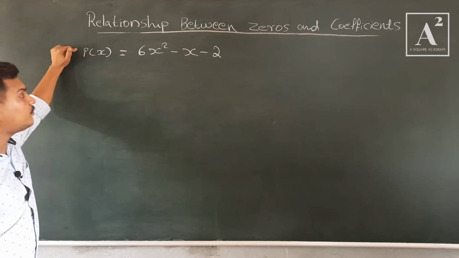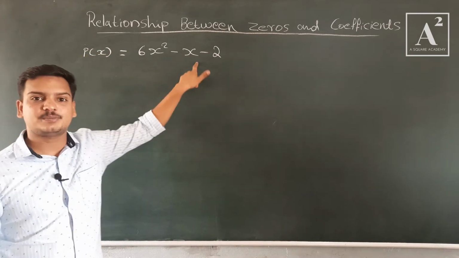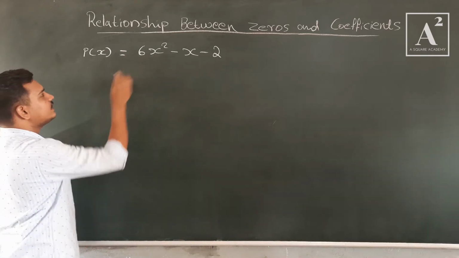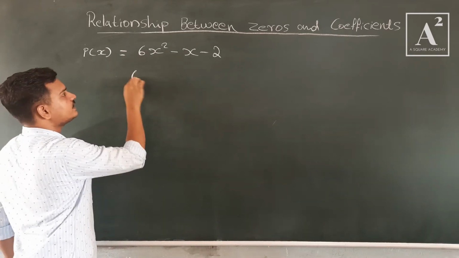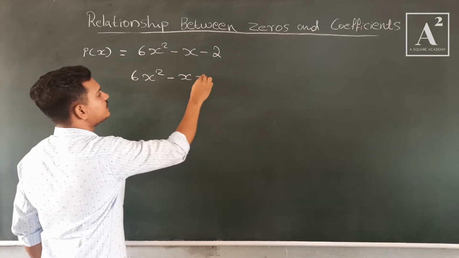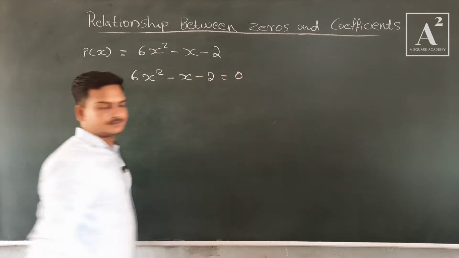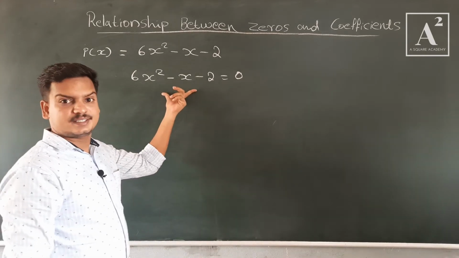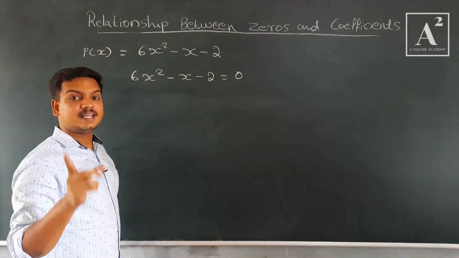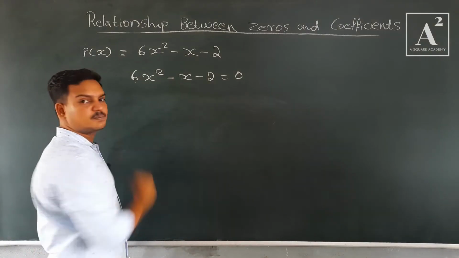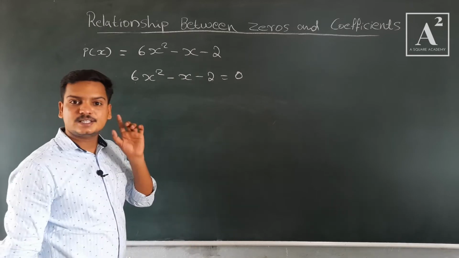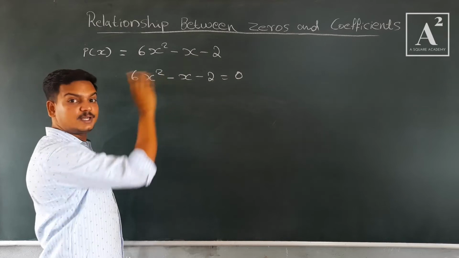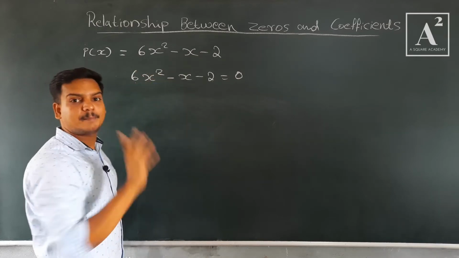Here we have a quadratic polynomial, 6x square minus x minus 2. We can find the zeros of this polynomial. For that, let's equate this polynomial with 0: 6x square minus x minus 2 is equal to 0. For finding the zeros, just factorize this. How will we factorize? By splitting the middle term. The product is minus 12, 6 and 2, that is minus 12. Also, when adding those numbers, you must get minus 1.